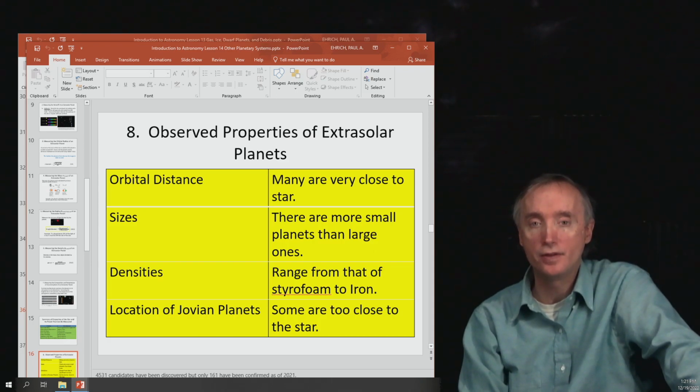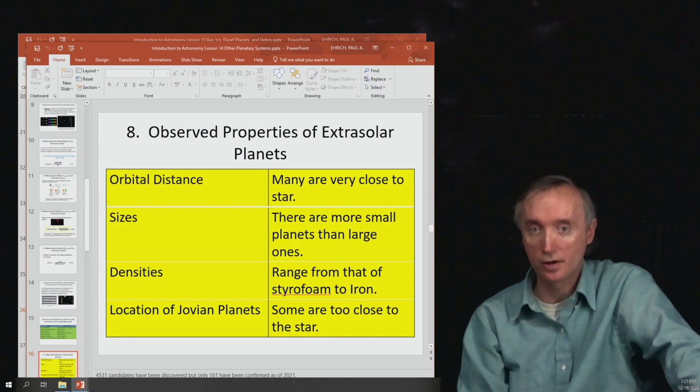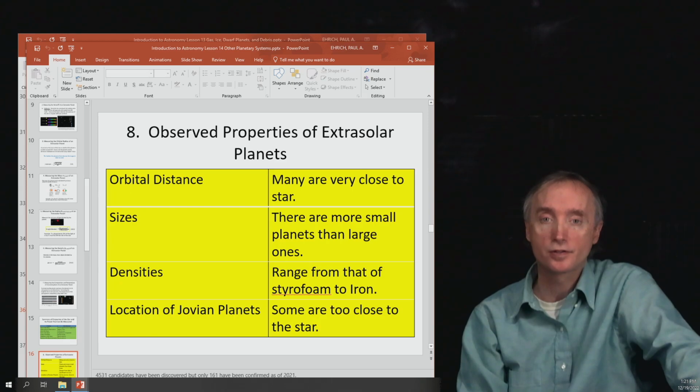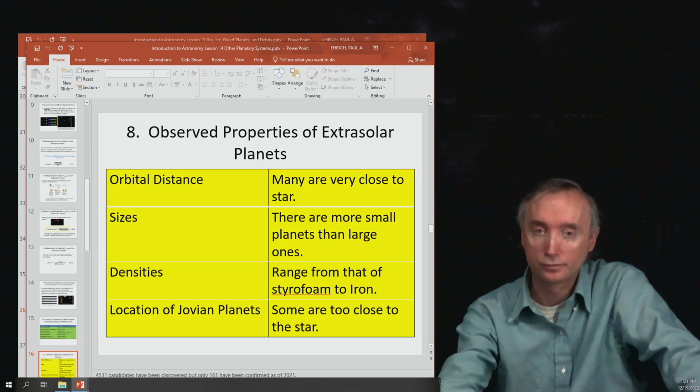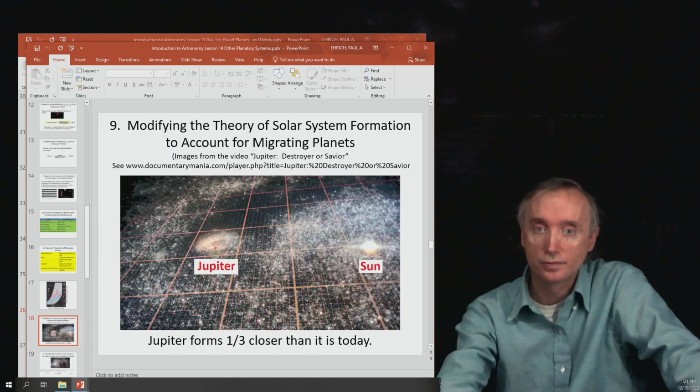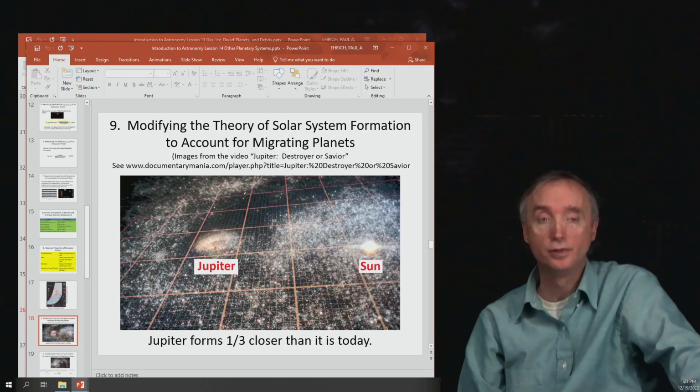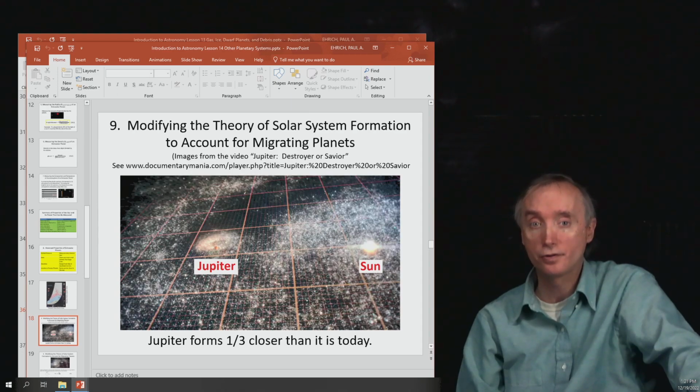Another thing is a lot of these gas giants are too close to their star, because a Jovian planet has to be born outside the ice line. But we're finding some of these Jovian planets right up next to the star that it's in orbit around, inside the ice line. So we need to come up with an explanation for that. So what's that explanation? We're going to call it planetary wandering or planetary migration.